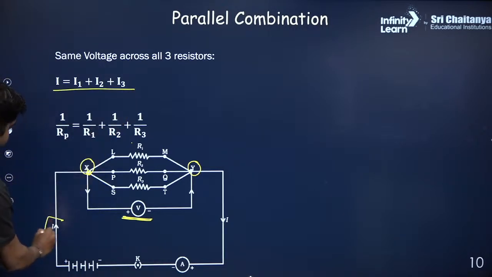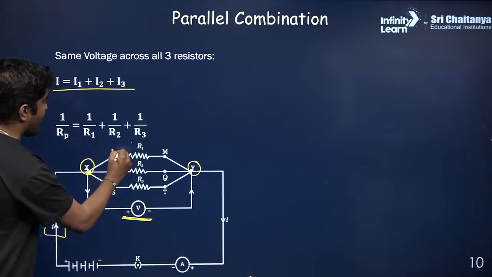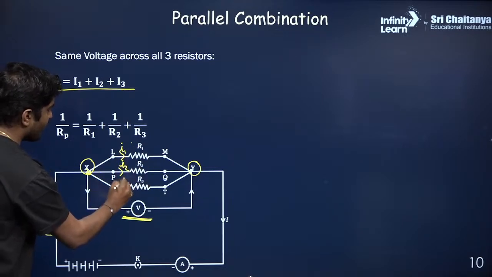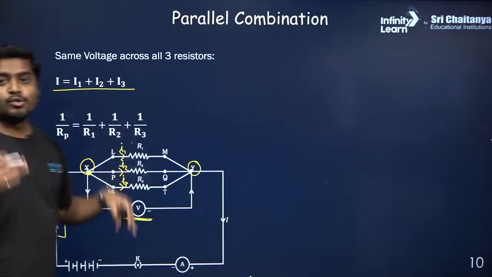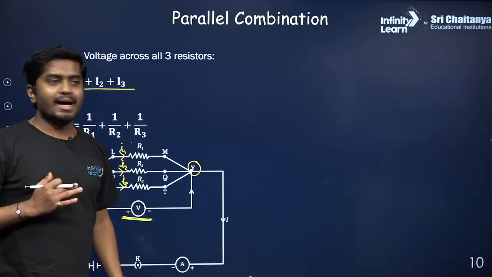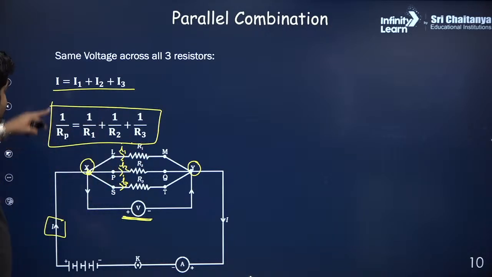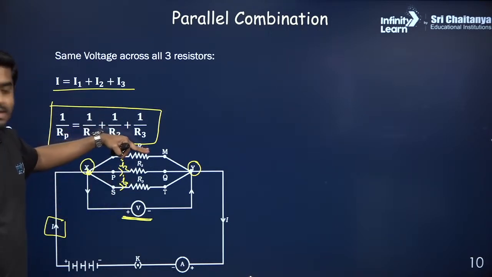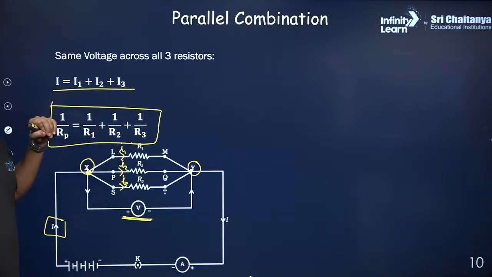The total current which is supplied by the battery will split. Let's suppose I1 will pass through R1, I2 will pass through R2 and I3 will pass through R3. So the total current will split into I1 plus I2 plus I3, and the effective or equivalent resistance is given by this equation. Take the reciprocal of R1, reciprocal of R2, reciprocal of R3 and add all three of them. That's how you get 1 by Rp.